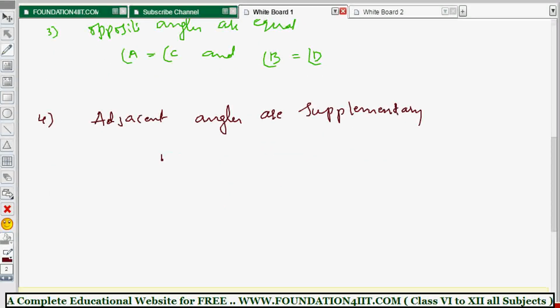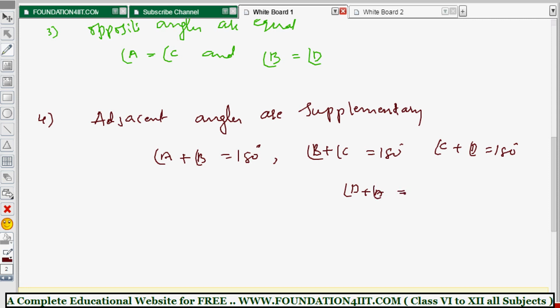That means if you add them, angle A plus B is equal to 180 degrees. Again, angle B plus C is 180 degrees. Again, angle C plus D is 180 degrees. Similarly, angle D plus A is 180 degrees. So four pairs of adjacent angles are supplementary.